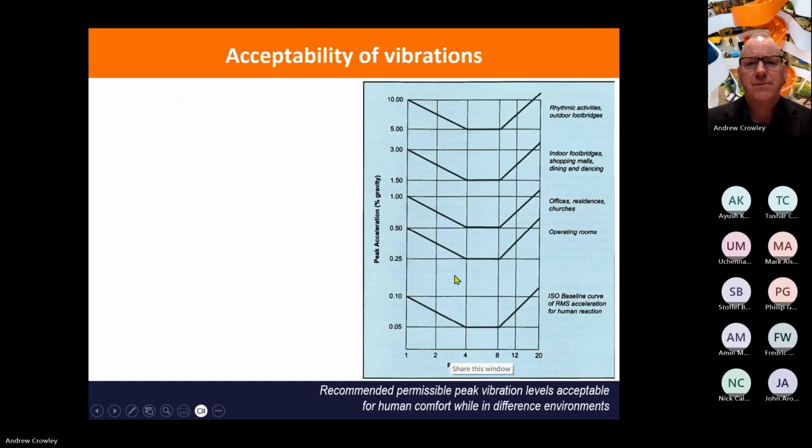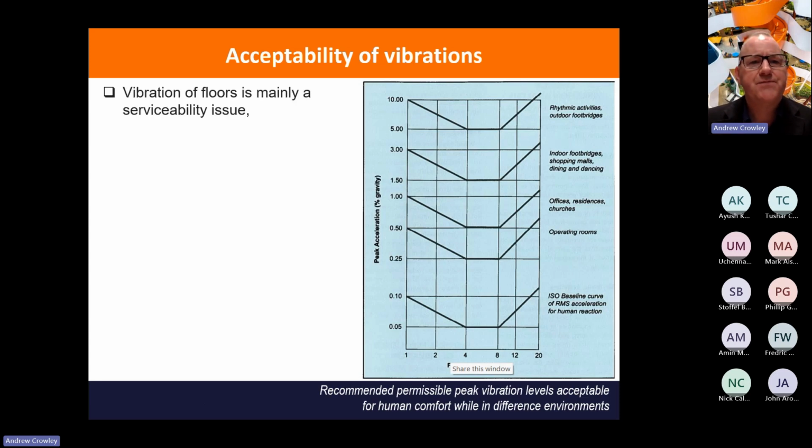So a short amount of vibration would be less annoying than a continuous vibration or even intermittent vibrations throughout the day. Now, this chart is taken from the Mast paper, and this gives you an indication of the permissible peak vibration levels that humans may find acceptable in different environments. And so if you're in a dance class, you'd be more tolerant than if you're in an operating theatre.